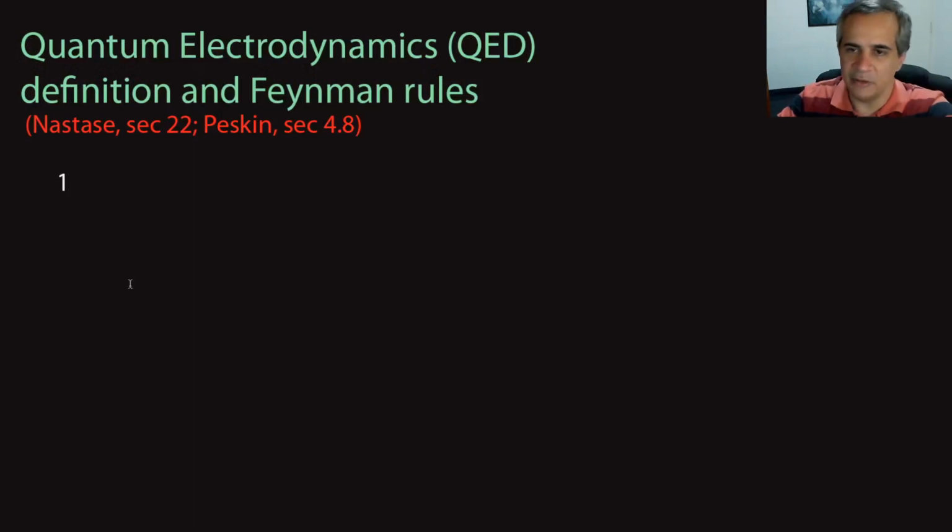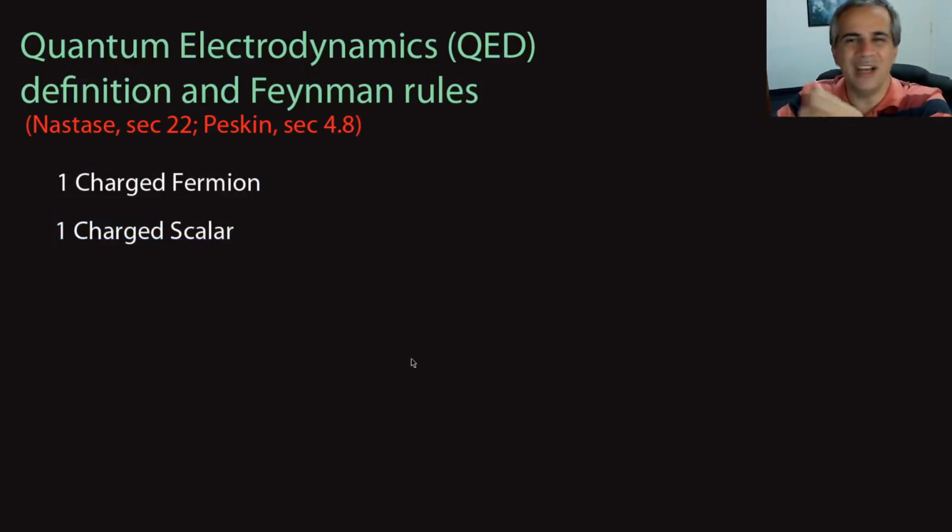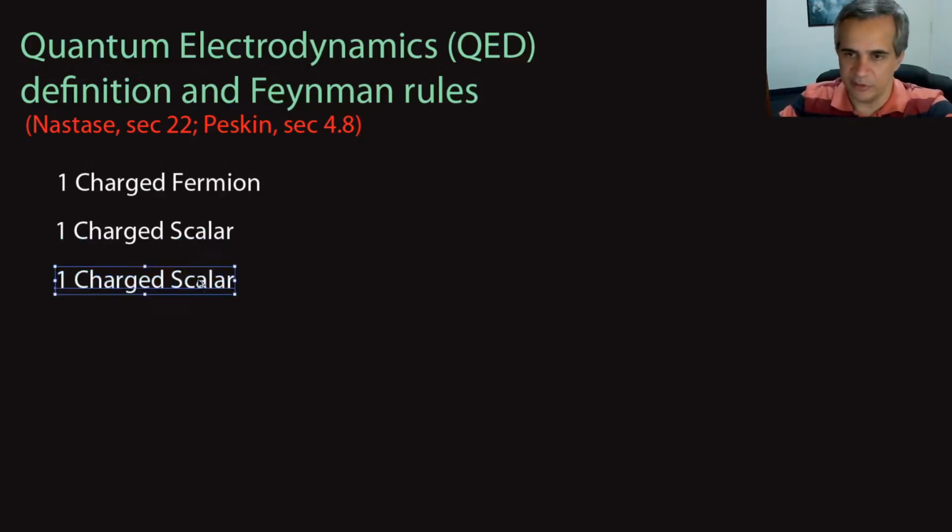For simplicity, I'll start with one charged fermion and one charged scalar, right? I could put more fermions and more scalars, but unless I put some other complication between them, some interaction or some other symmetries between them, they'll be just copies of whatever I get here, right? With these three components, right? Of course, the last one is the electromagnetic field, right?